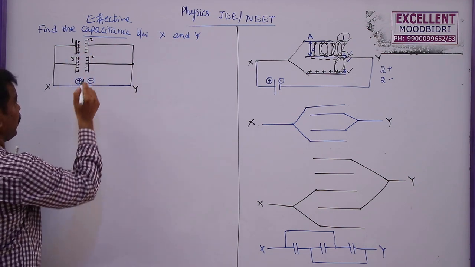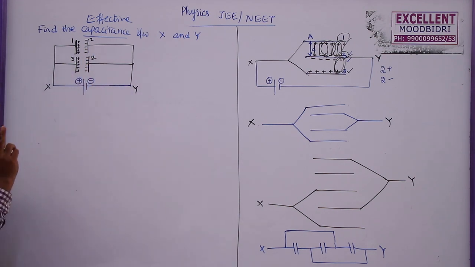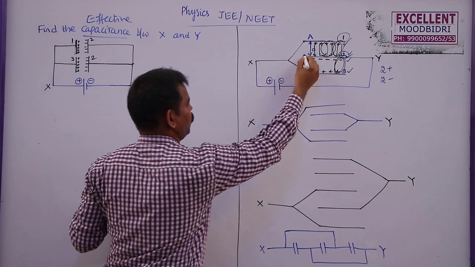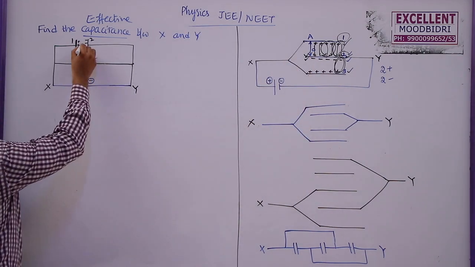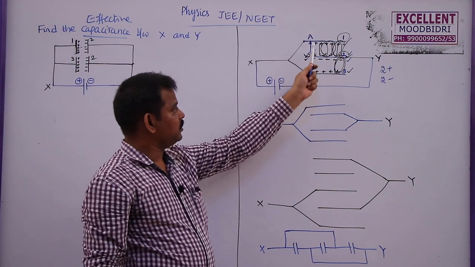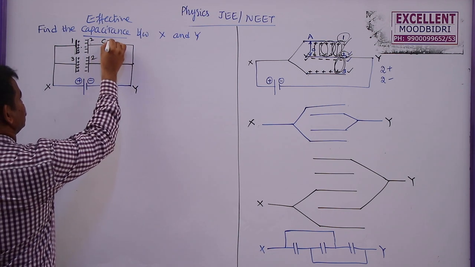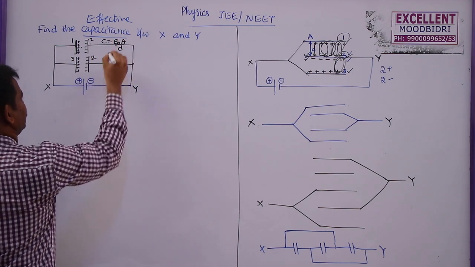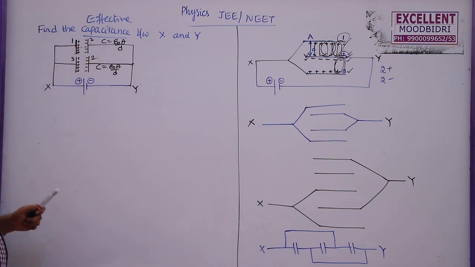Remember, while you are writing this 2 here, the second plate should have two negative charges. That means it should have charges on both sides. Now it is okay. So what is the capacitance of the capacitor? Area of each plate is A, distance between these two is D, and medium is air. So capacity of this one is equal to epsilon naught A by D. Capacity of this one is also epsilon naught A by D. These two are connected in parallel.